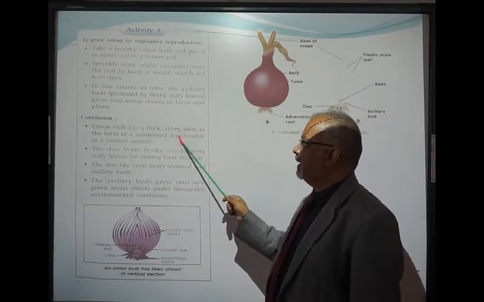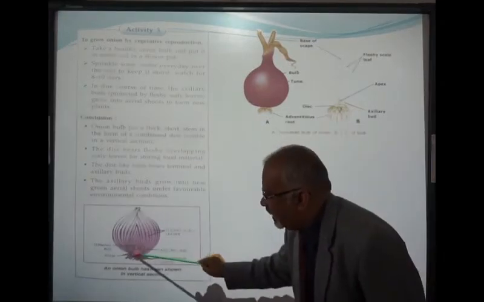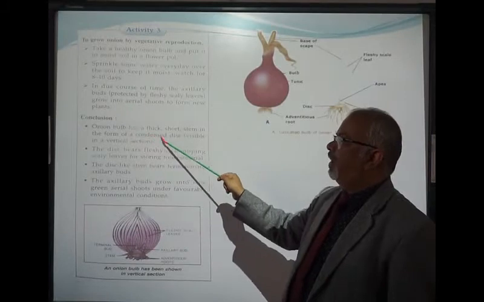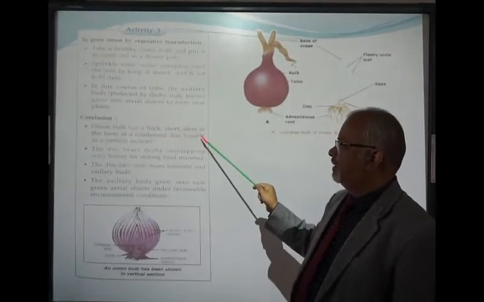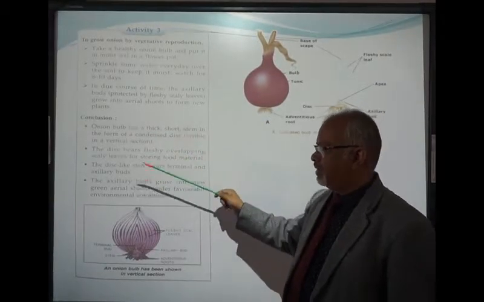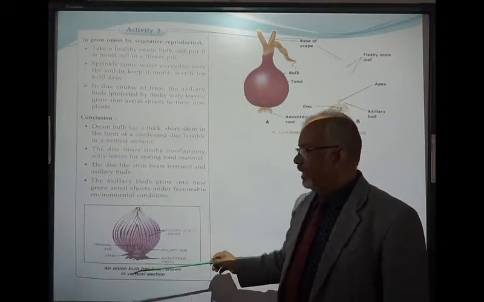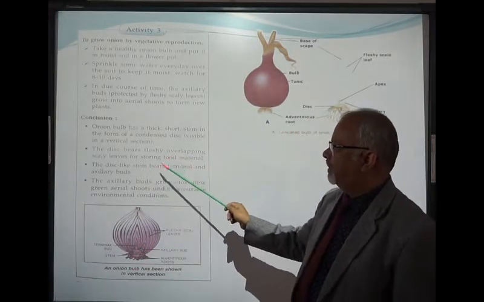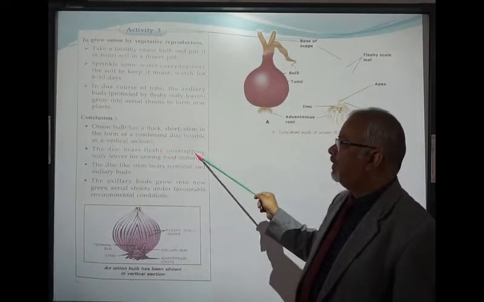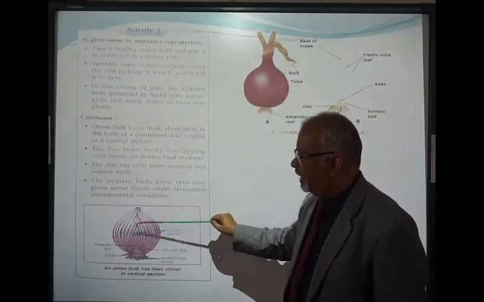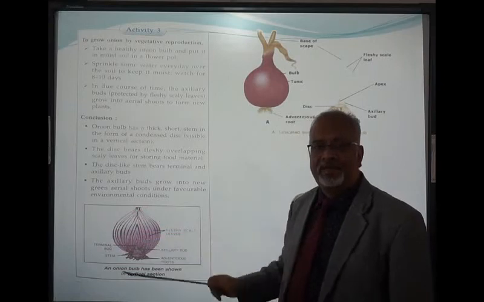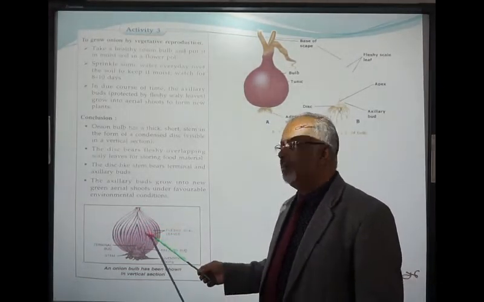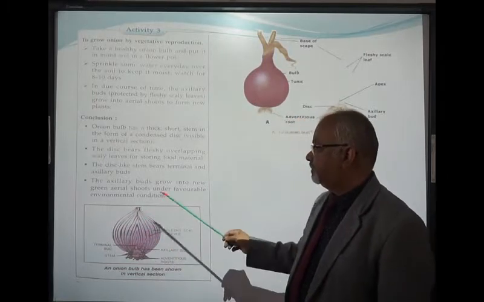Onion bulb has a thick, short stem. So the stem is very, very short, disc shaped, in the form of a condensed disc visible in the vertical section. So if you cut the onion vertically, you will find this disc shaped stem. The disc bears fleshy overlapping scaly leaves. I told you in the beginning, these are the scaly leaves which are fleshy, food is stored there, and this is the edible part of the onion.